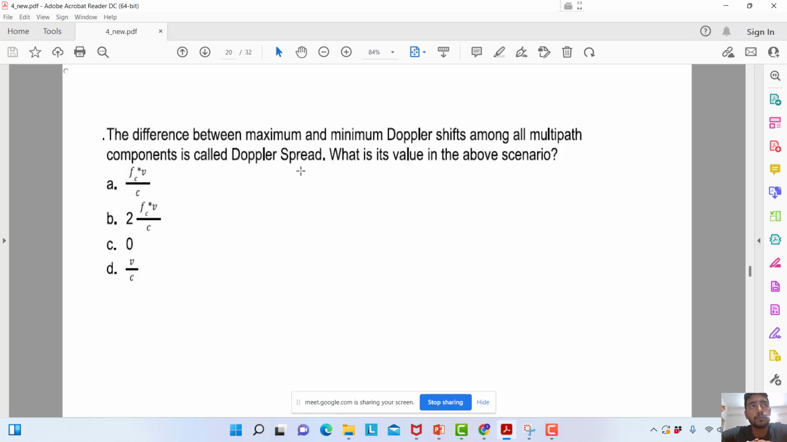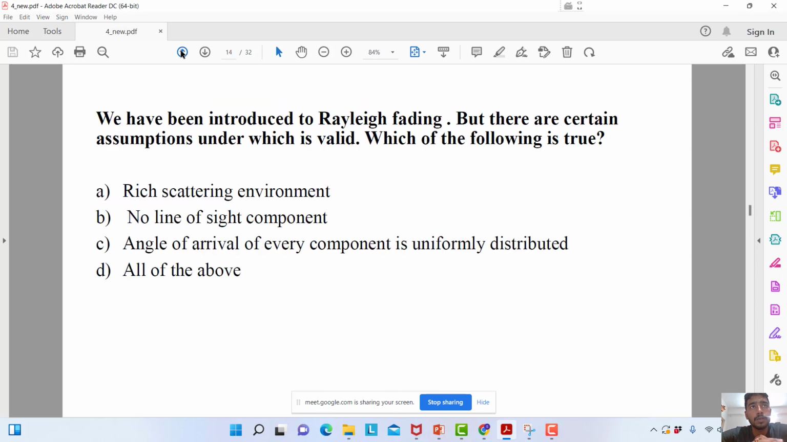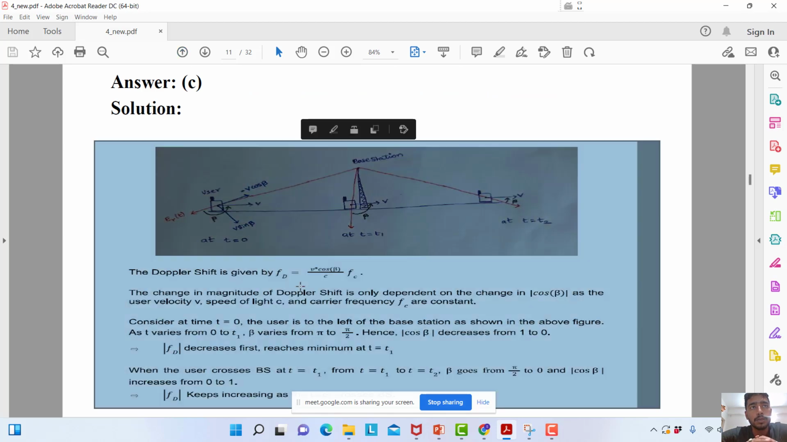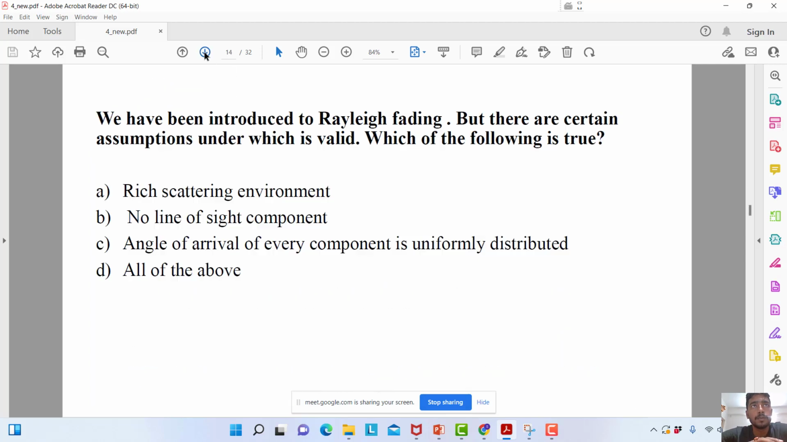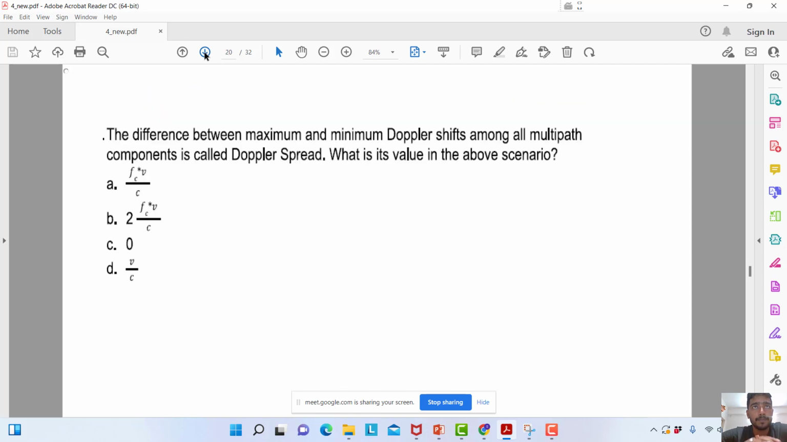So we have to calculate the Doppler spread. Basically we all know the formula of the Doppler spread, as we used previously. This is the formula of the Doppler shift, fd cos beta. So we are doing the question number, yeah. We have to calculate the value for this scenario.